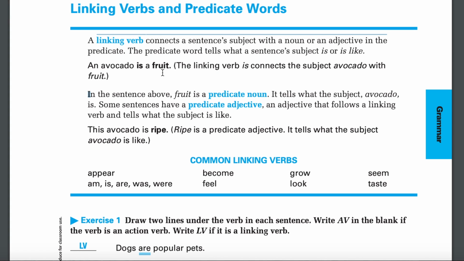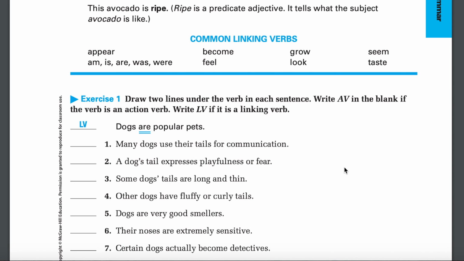Whereas fruit is saying what an avocado is. You guys see the difference? Ripe is describing the avocado, like what it is like. Fruit is describing exactly what an avocado is. So here are some examples of common linking verbs that you can refer to as we go through this.